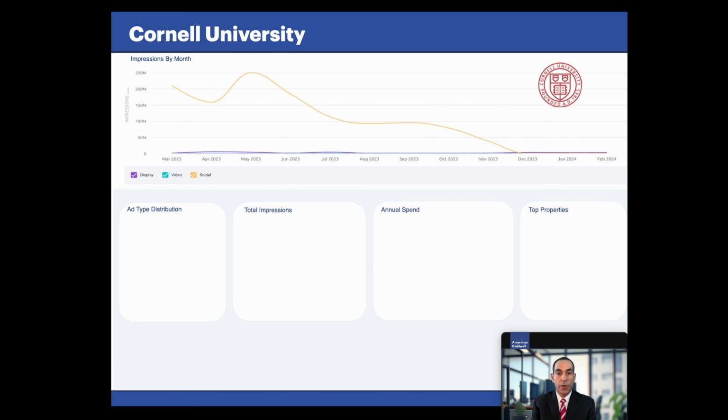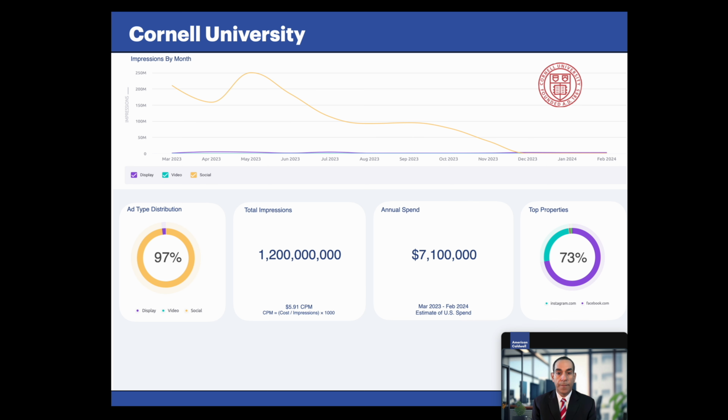Now we'll hop over to Cornell University, one of the Ivies in the U.S. And you can see here the ad spend by month, where it's peaking in May and June, and then comes down in July and August, and then has a big plummet right before the holidays. Here the ad type distribution is, again, primarily social media, 97%, 1.2 billion impressions with a $7.1 million ad spend.